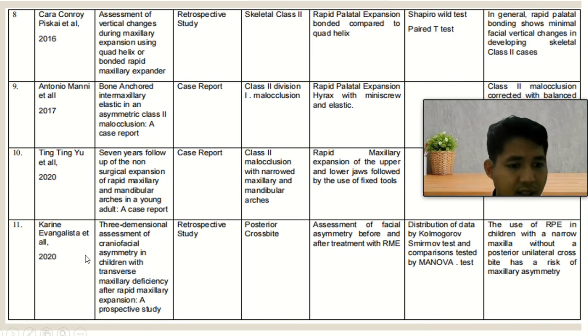11. Karin Evangelista et al., 2020. The title: 3-dimensional assessment of craniofacial asymmetry in children with transverse maxillary deficiency after rapid maxillary expansion. The case: posterior crossbite, assessment of facial asymmetry before and after treatment with RME. And the conclusion: the use of RPE in children with a narrow maxilla without a posterior unilateral crossbite has a risk of maxillary asymmetry.